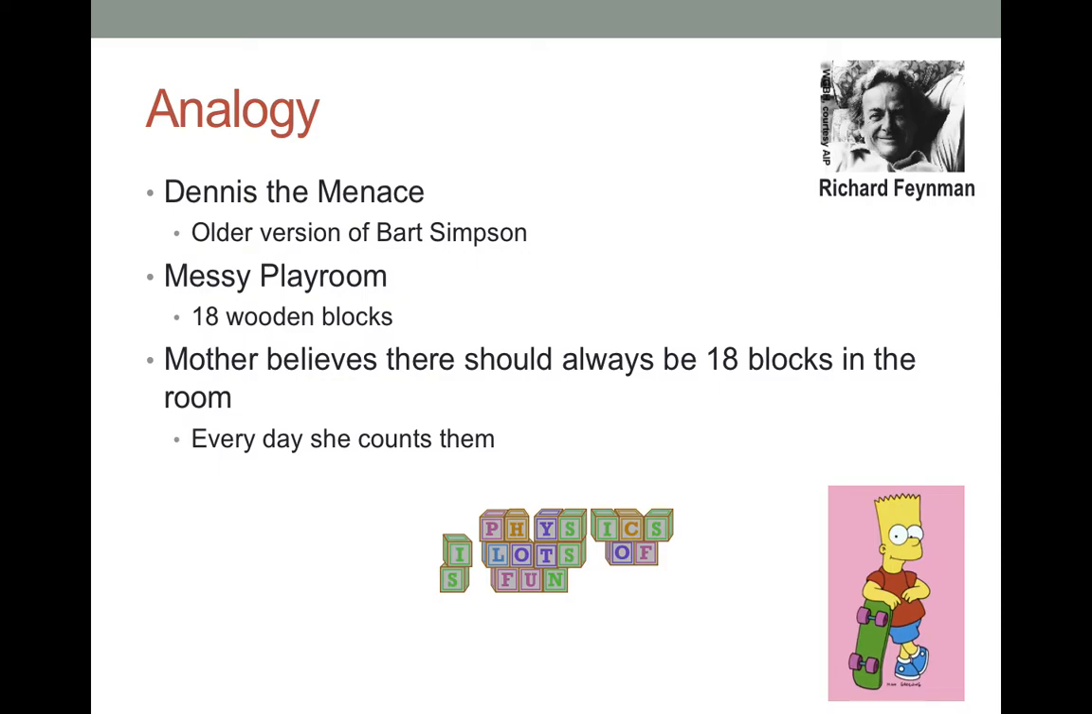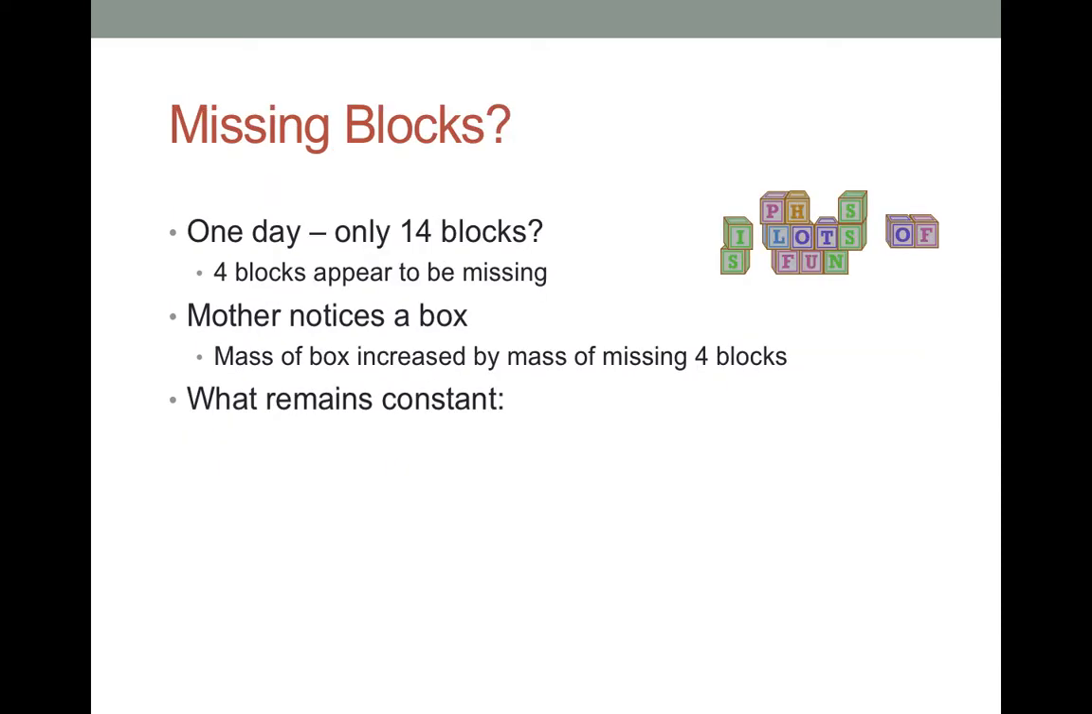Dennis had a playroom, and in the playroom, there were a bunch of wooden blocks. His mother every day went in and counted the number of blocks and discovered there were always 18 of them. And she believed, therefore, there should always be 18 of them. Until one day she went in and could only count 14 of them. 4 of the blocks appeared to be missing.